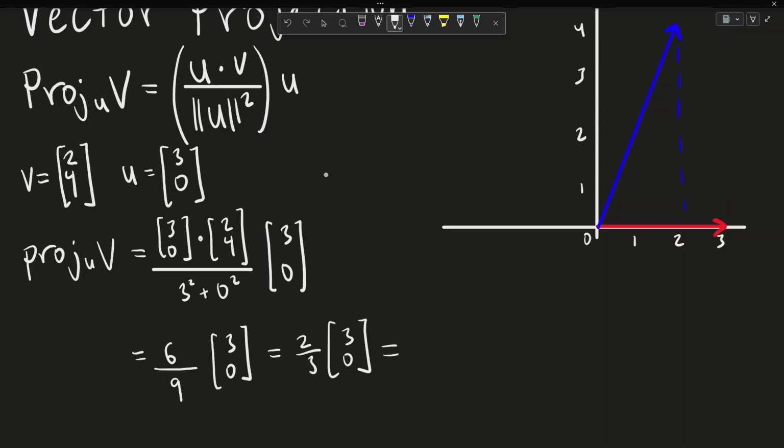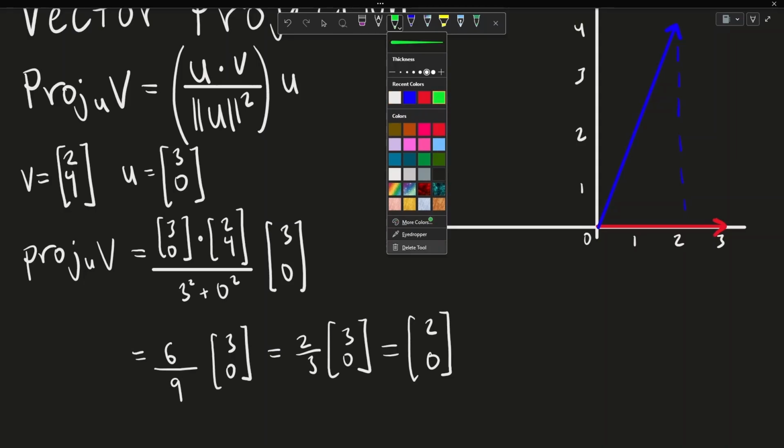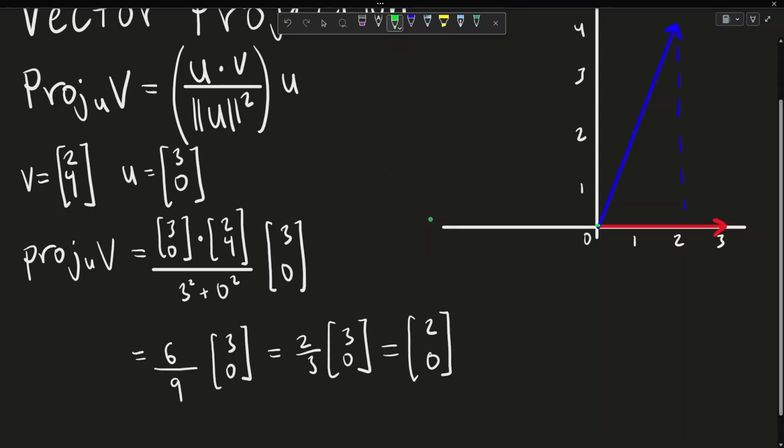What we'll find is that the 3 and 3 cancel, so we have 2 and we have 0. And so that's the same answer we got from this geometric interpretation, but now we have a robust formula that will get us the same answer. And so we find that the projected component is equal to 2 comma 0.